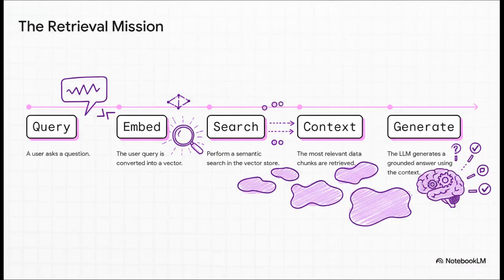So here's the play-by-play. A user asks a question. Instantly, that question gets converted into its own vector. Then, the system takes that vector and does a semantic search in the vector store, basically asking, which of my document chunks are closest in meaning to this question? It grabs the most relevant chunks, and that becomes the context. Finally, it hands that context along with the original question over to the LLM, which can now generate a totally grounded, factual answer. Pretty cool, right?